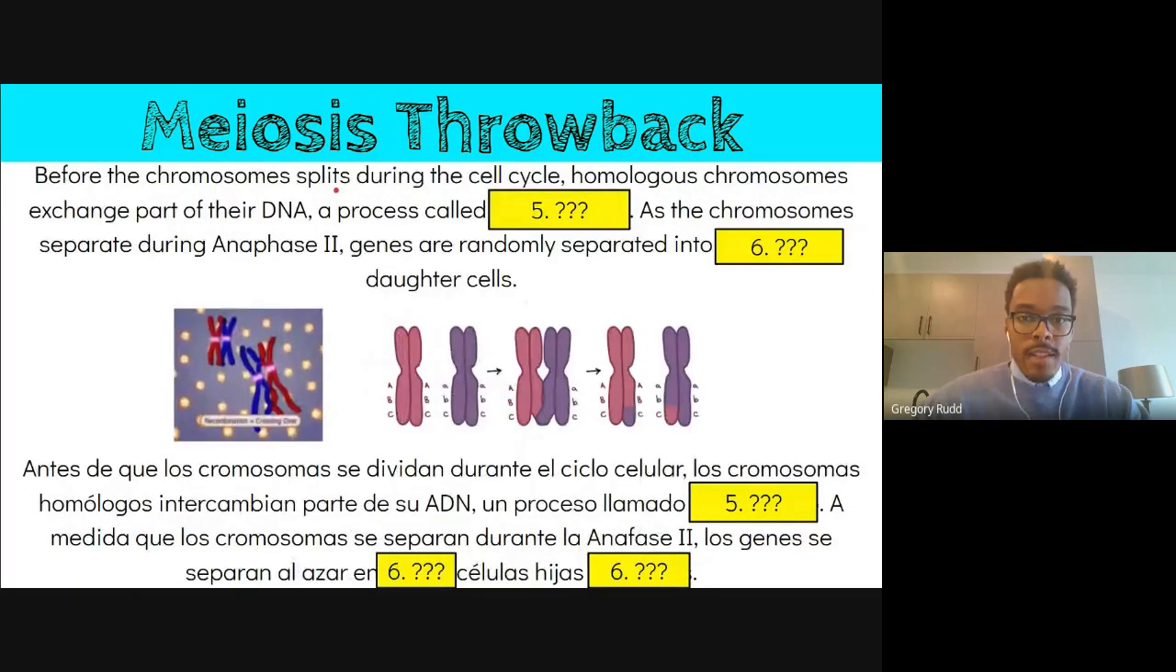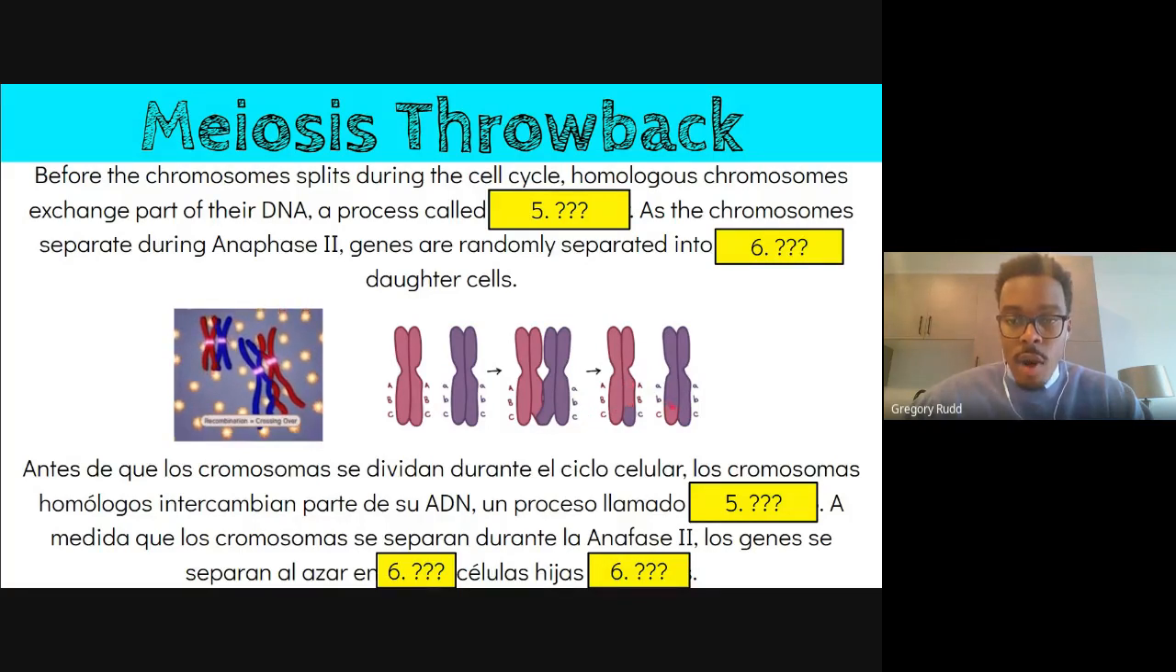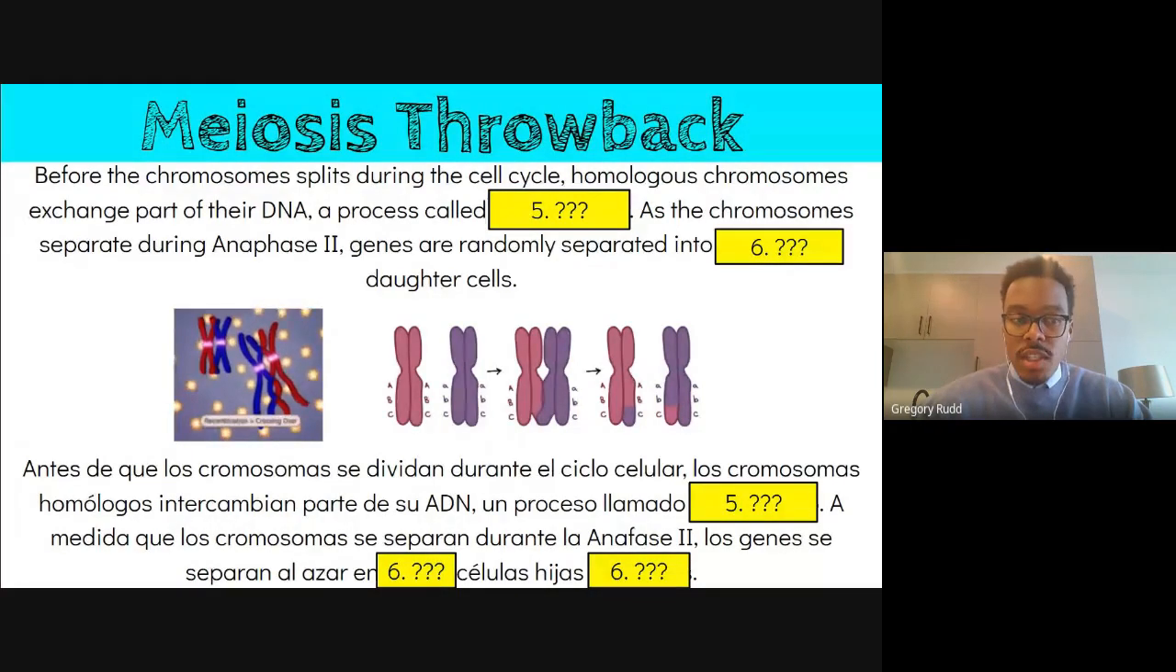Okay, let's keep going. So before the chromosomes split during the cell cycle, homologous chromosomes exchange part of their DNA, a process called blank. What's this called when some of this pink chromosome gets sent over to the purple one and some of the purple chromosome gets sent over to the pink one? What's that called? When they exchange just a little bit of their genetic material, what is that process called?